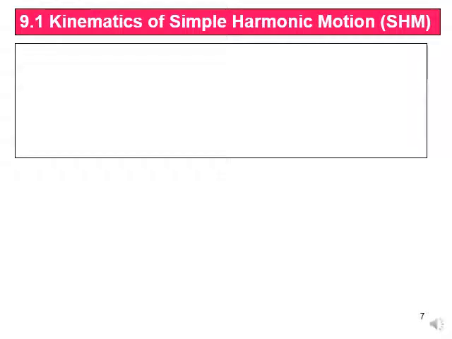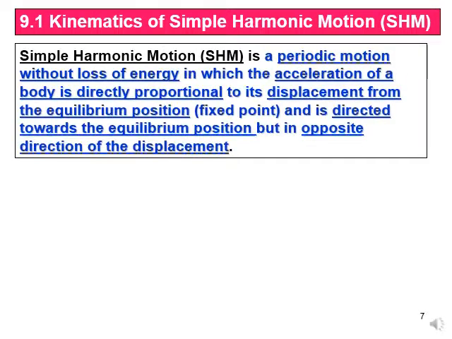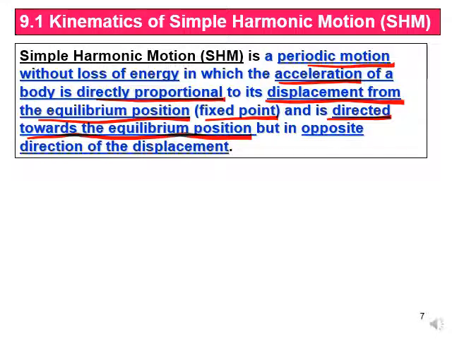Kinematics of simple harmonic motion. Simple harmonic motion is a periodic motion without loss of energy in which the acceleration of a body is directly proportional to its displacement from equilibrium position or fixed point, and it is directed towards the equilibrium position but in opposite direction of the displacement.